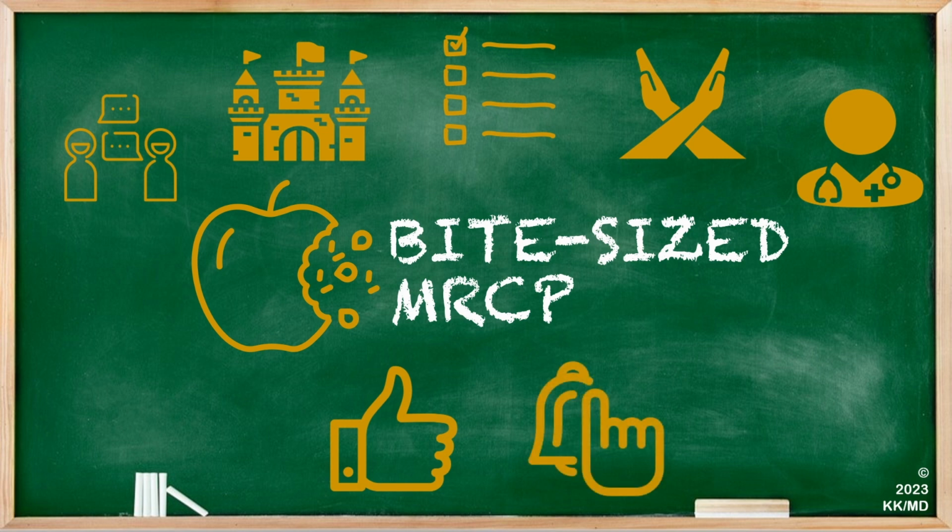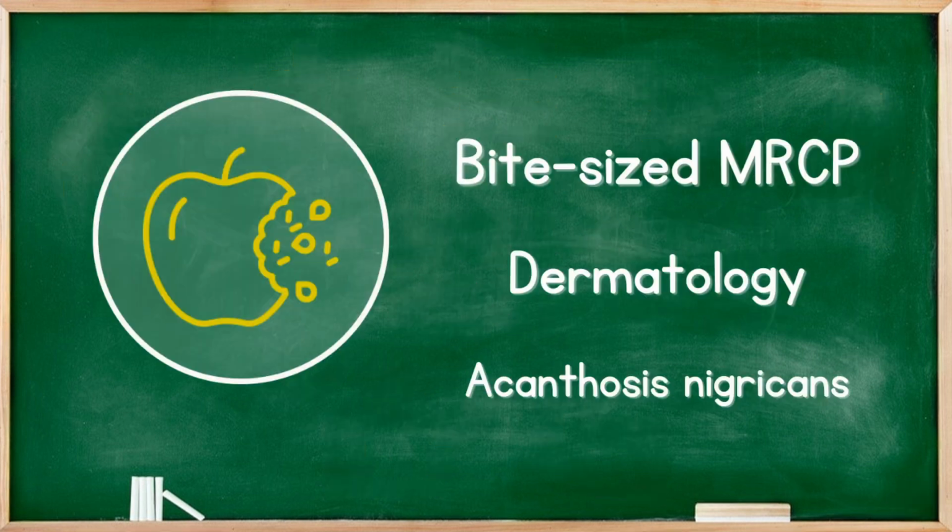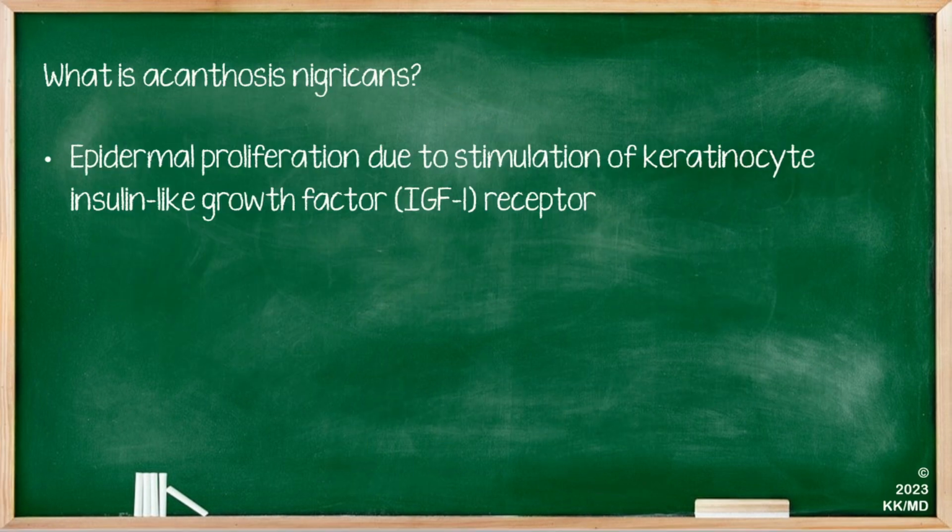Now, without further ado, let's get into today's topic, which is Acanthosis nigricans. So what is Acanthosis nigricans? This is epidermal proliferation due to stimulation of keratinocyte insulin-like growth factor or IGF-1 receptor.